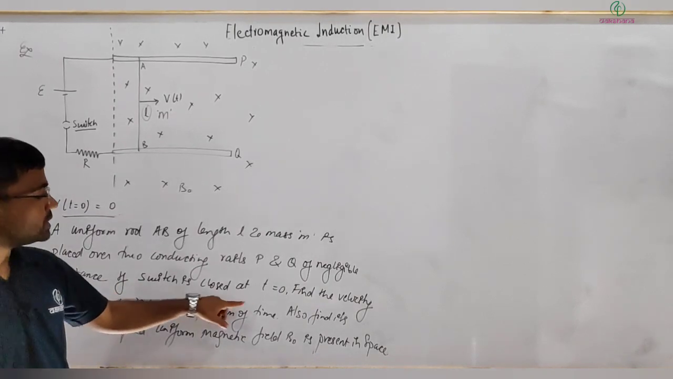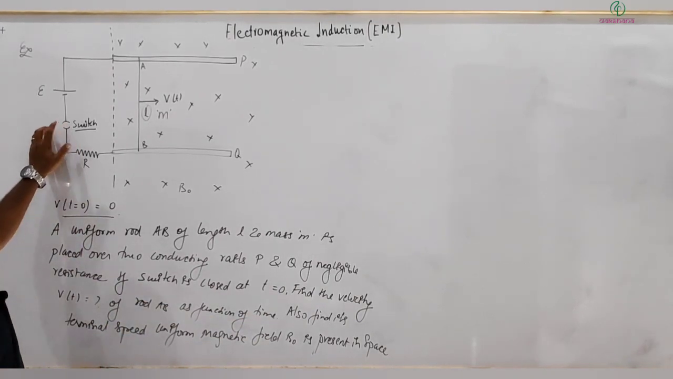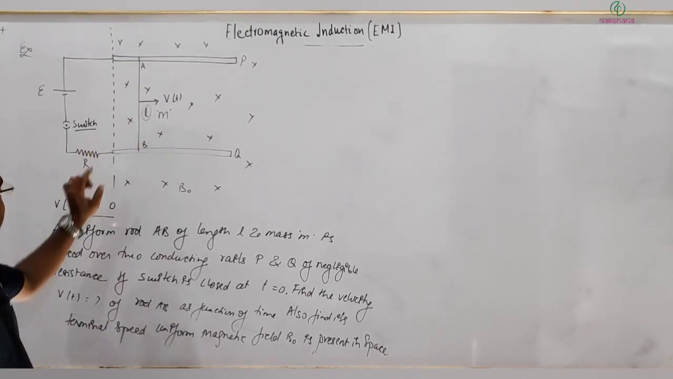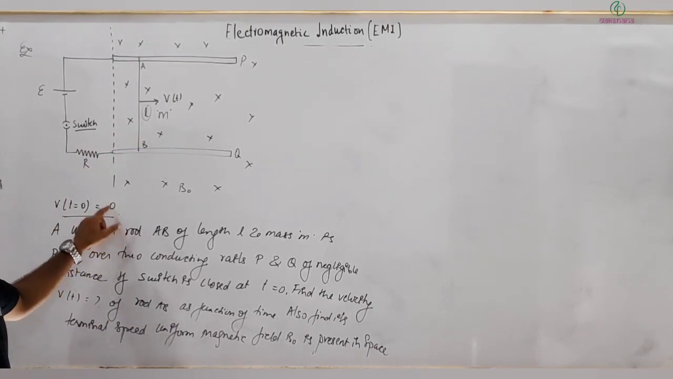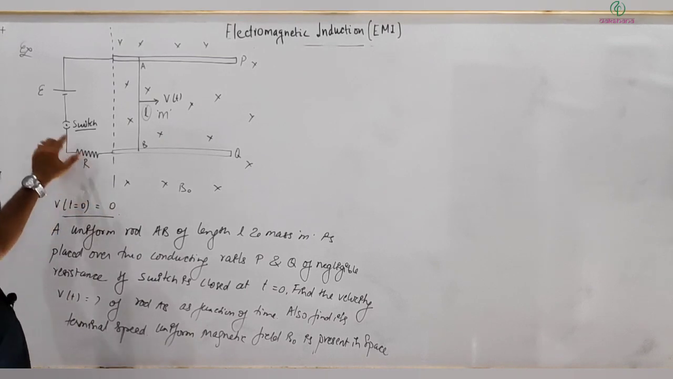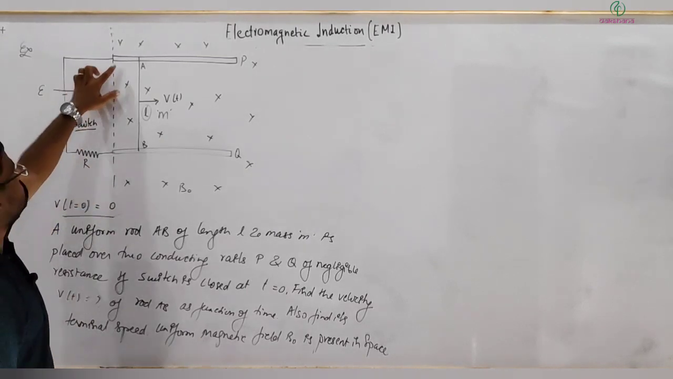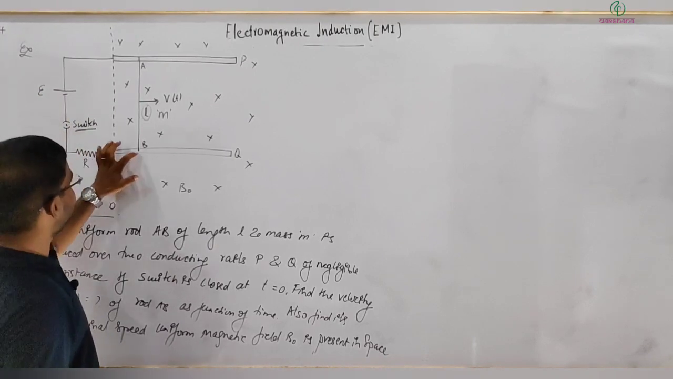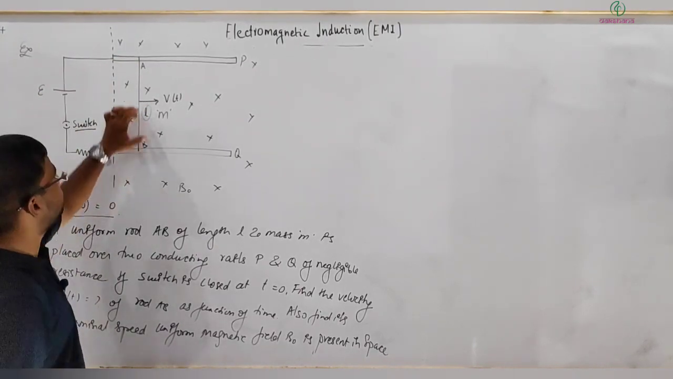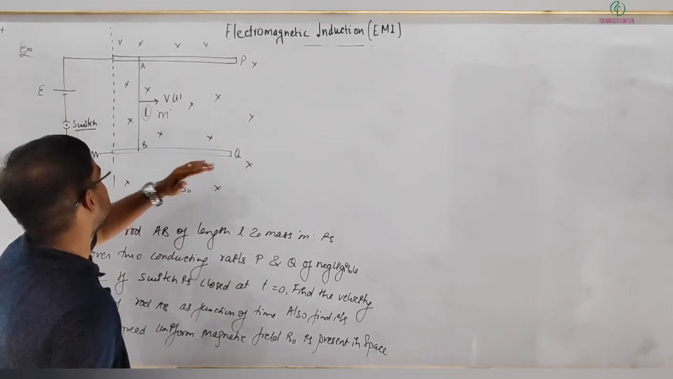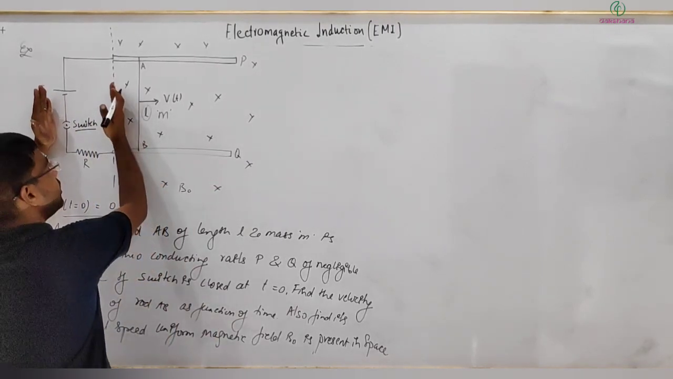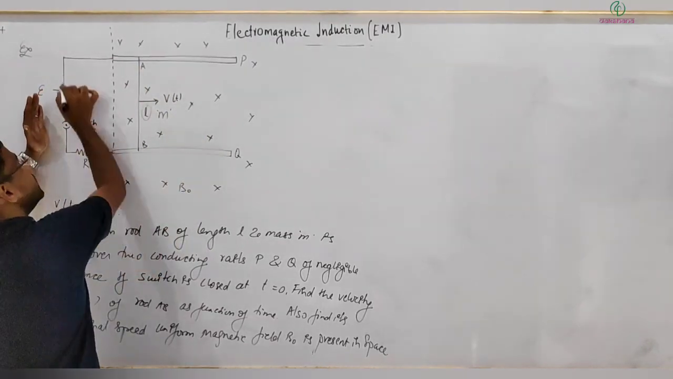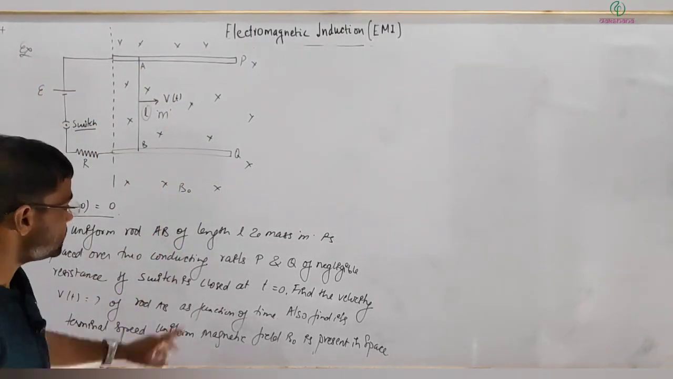The switch is closed at t equal to 0, and the velocity of the rod initially at t equal to 0 is also 0. Resistance is connected this way and one battery this way. So this battery, switch, resistance and the rod are completing the circuit at every instant of time. Initially the rod is here, after some time the rod will be here, and the rod will still be completing the circuit. So this is the system.